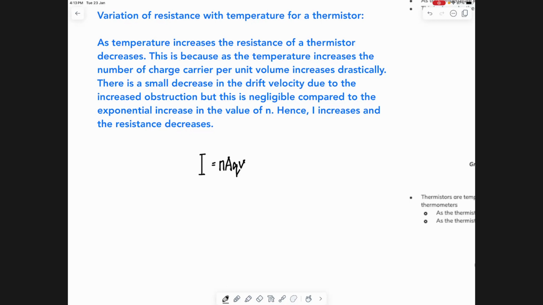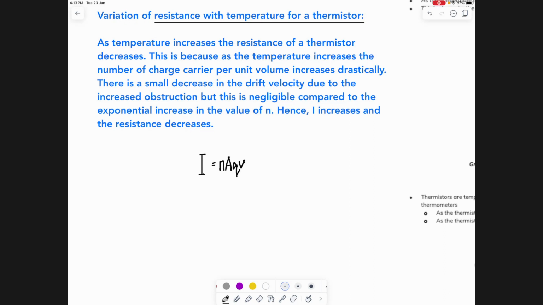Now the n that you see here is basically the charge carrier density, the number of free particles per unit volume. A is the cross-sectional area, q is the charge of individual electrons or charge carriers, and v is what? Drift velocity. Okay, so what we have to explain is why resistance decreases for a thermistor if the temperature increases. If you have a thermistor and the temperature increases, why does the resistance decrease?